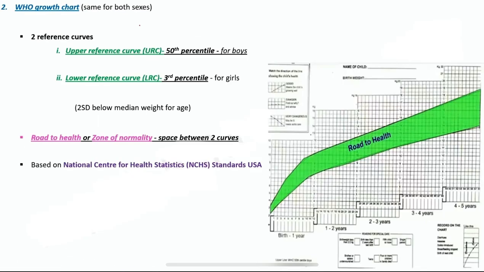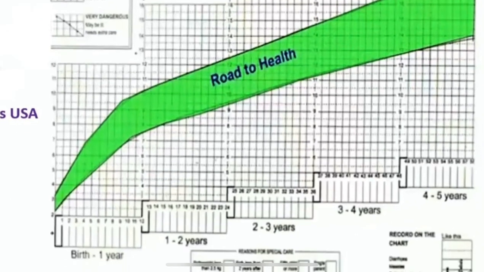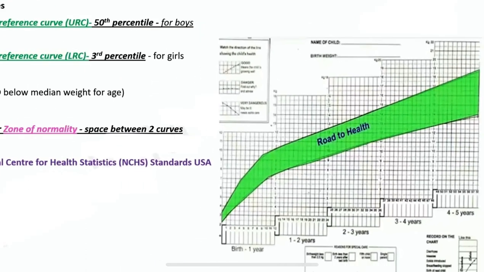Next, we move on to the World Health Organization growth chart. The World Health Organization growth chart is the same for both sexes. So far, we saw that the mother and child protection card was different for both sexes, and the ICDS growth chart was also different for both sexes. But the World Health Organization chart is the same for both girls and boys. The same chart is used.